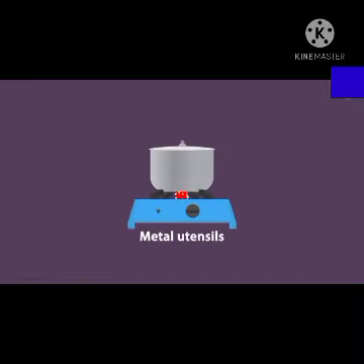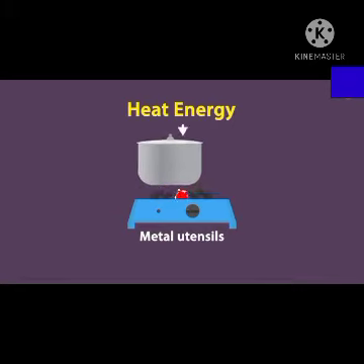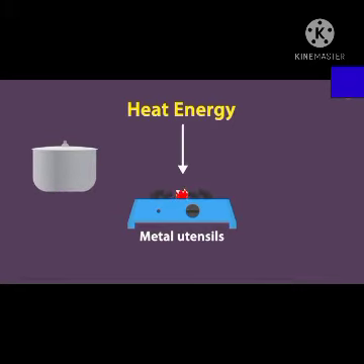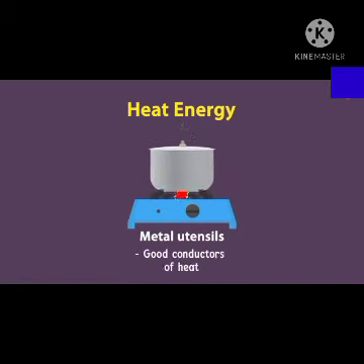Metal utensils are used for cooking, aren't they? Why do you think that they are used for this purpose? Which energy do we need to cook food? Heat energy, correct? We need heat energy to cook food, and metal utensils are good conductors of heat. They help to transfer heat evenly through the entire surface and provide even heating. No doubt, most metals are good conductors of heat. Do you know two best conductors of heat?